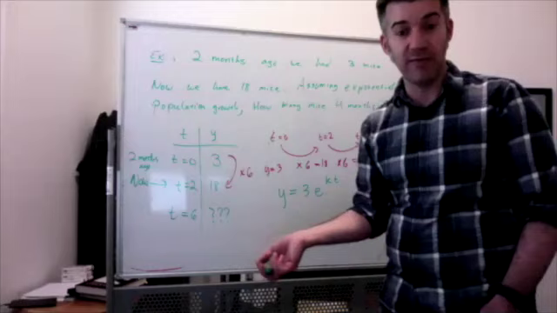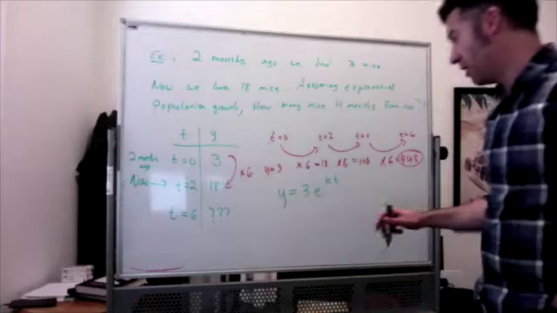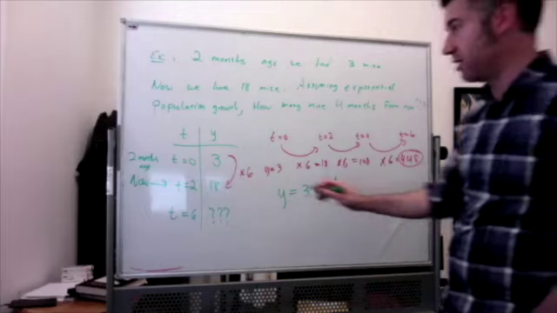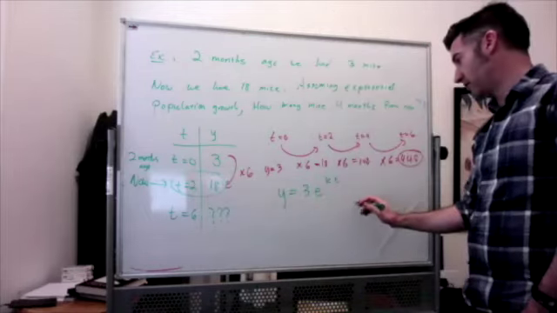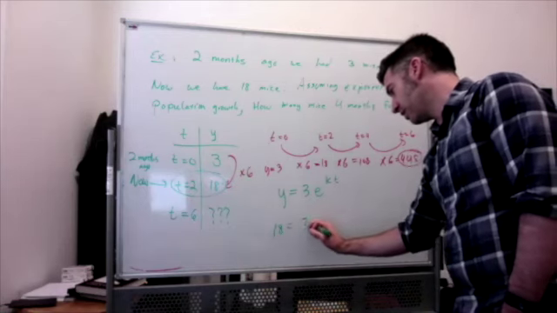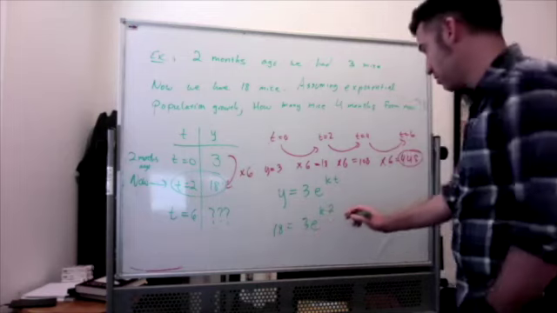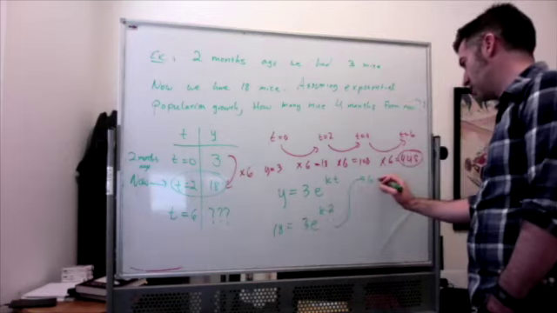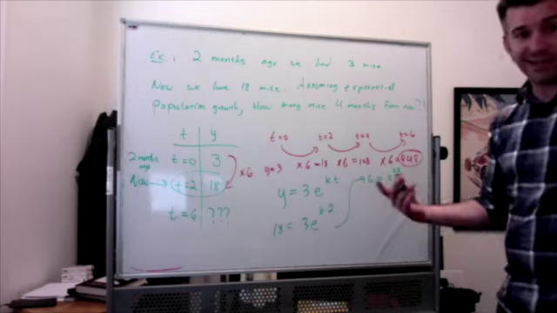I know my c value is 3 because when time equals 0, y is 3. And then we're going to solve for k by plugging in the later known value. So I'm going to write this as 18 equals 3e to the k times 2. Divide both sides by 3 so that we get 6 equals e to the k times 2, or 2 times k. Take the natural log of both sides.